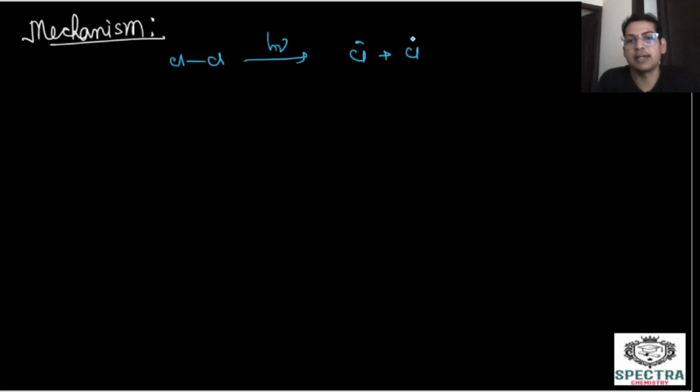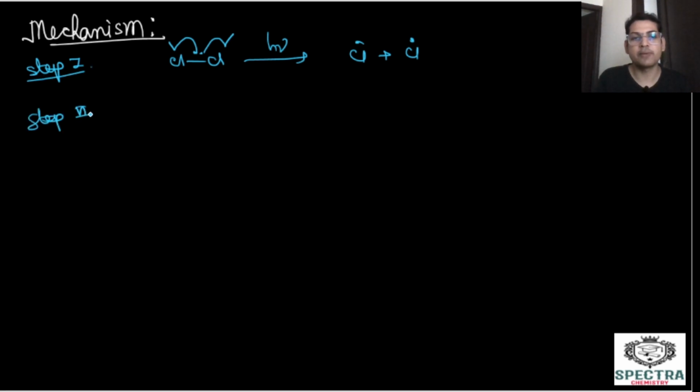Again, this is a free radical mechanism. How is it going? Cl2, which I can write as Cl-Cl, in the presence of h nu or UV, will produce Cl dot plus Cl dot. You take one electron here and one electron there. I am using a single-headed arrow, because for free radicals you have to use a single-headed arrow. So this is step 1.